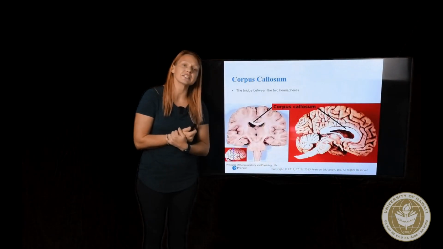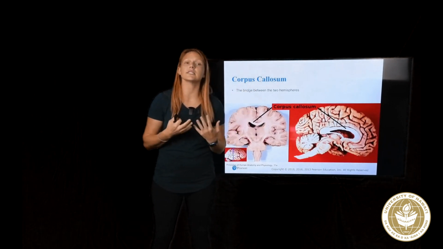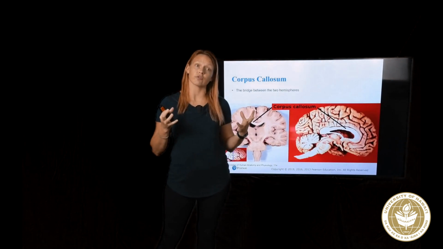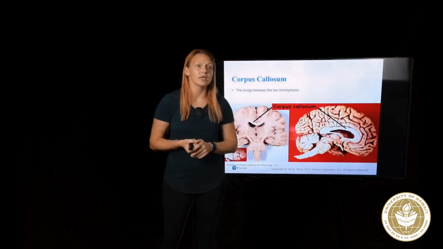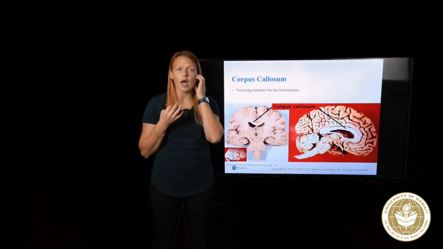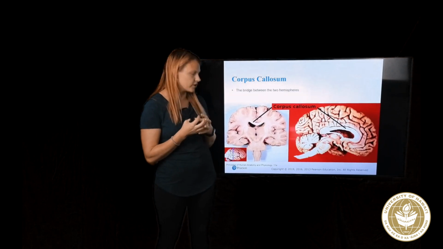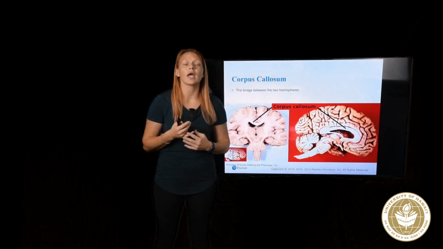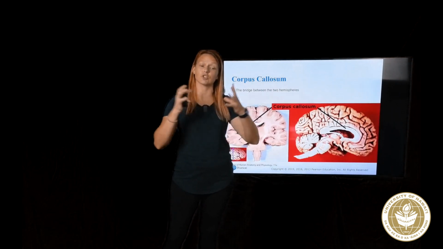And you may have heard of this before. This is your corpus callosum. This is pretty much this huge bridge between those two cerebral hemispheres, and it allows for the connection between them. So it's a broad band of nerve fibers that joins these two hemispheres of the brain. It is the largest commissure, and it's responsible for transmitting neural messages between the right and the left hemispheres.